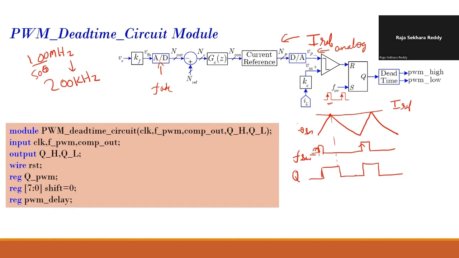When this switch pulse comes, this will be high and your inductor current will start rising. When it reaches the peak reference, the reset will become 1 and your Q will go back to 0. So this is how you are generating your Q signal. That is your Q signal.